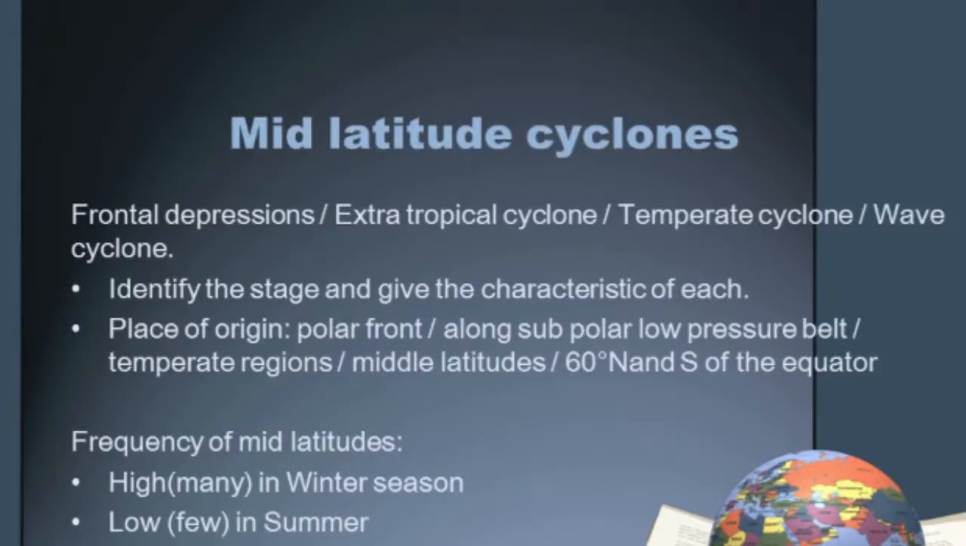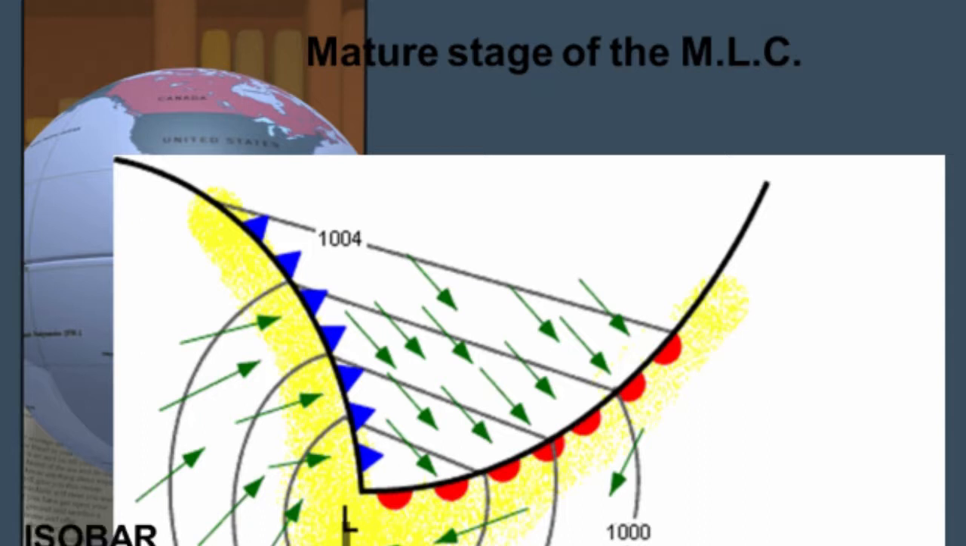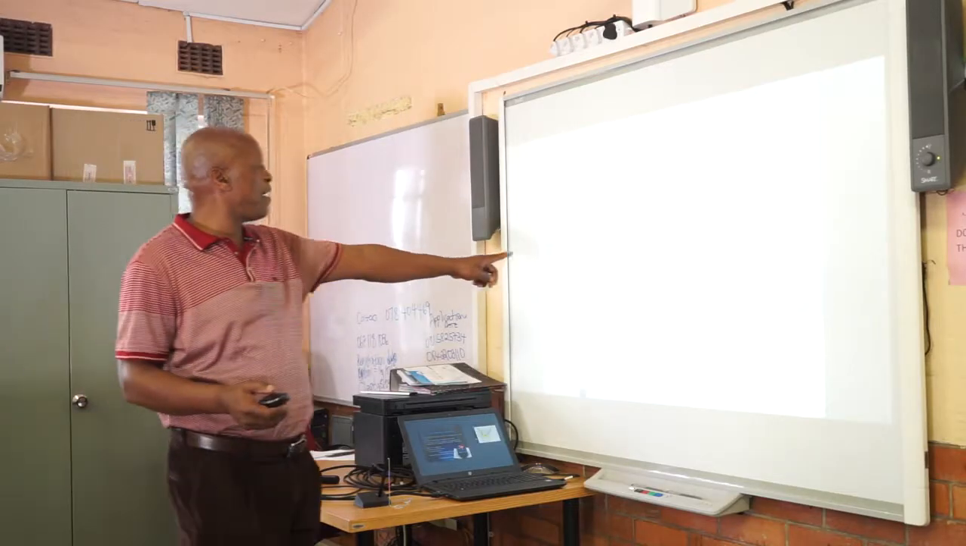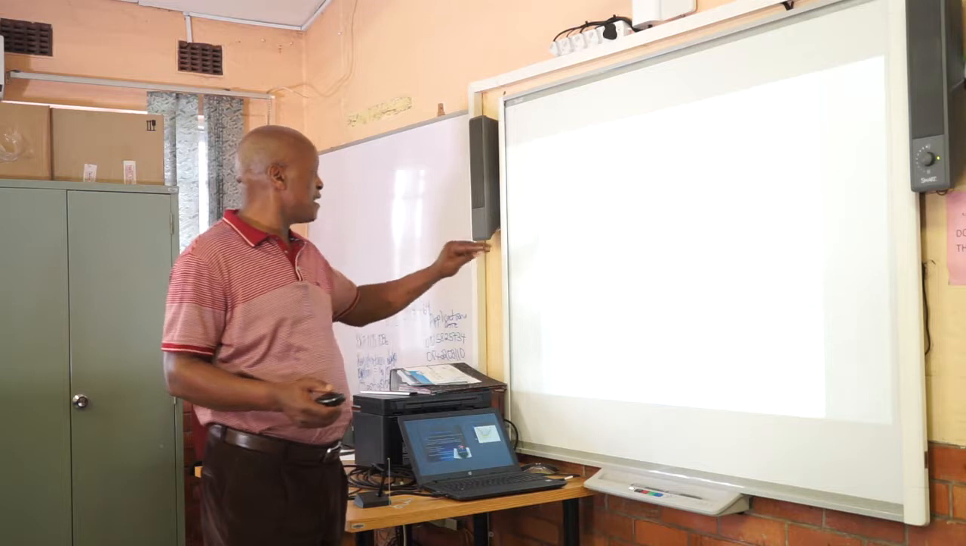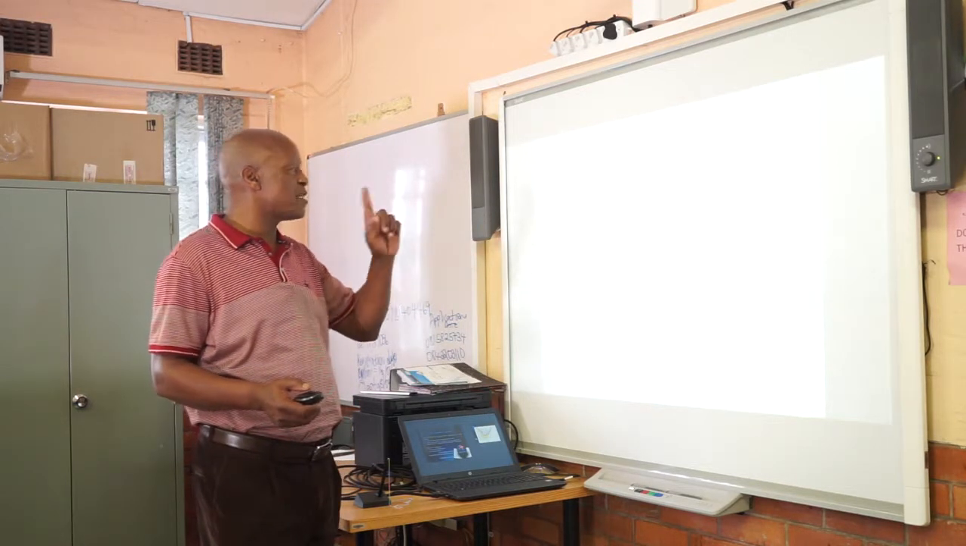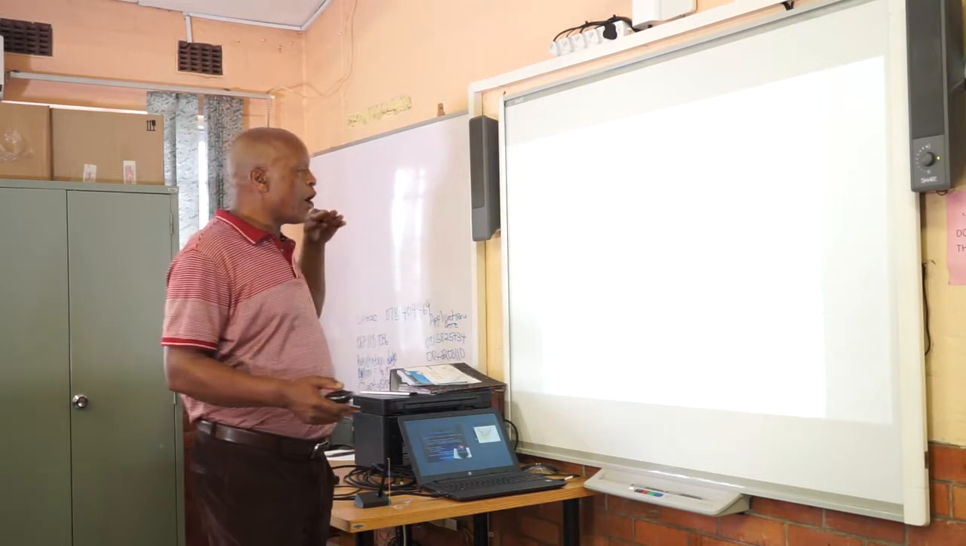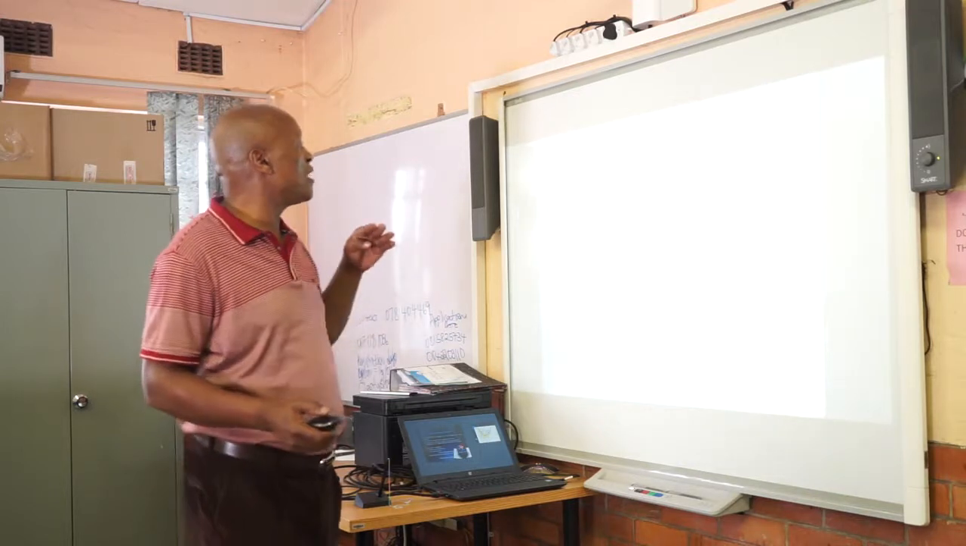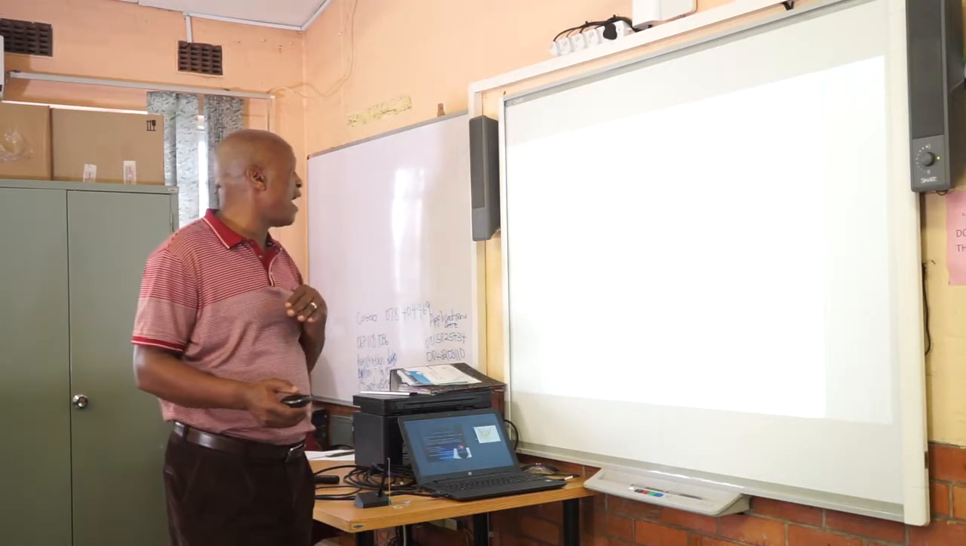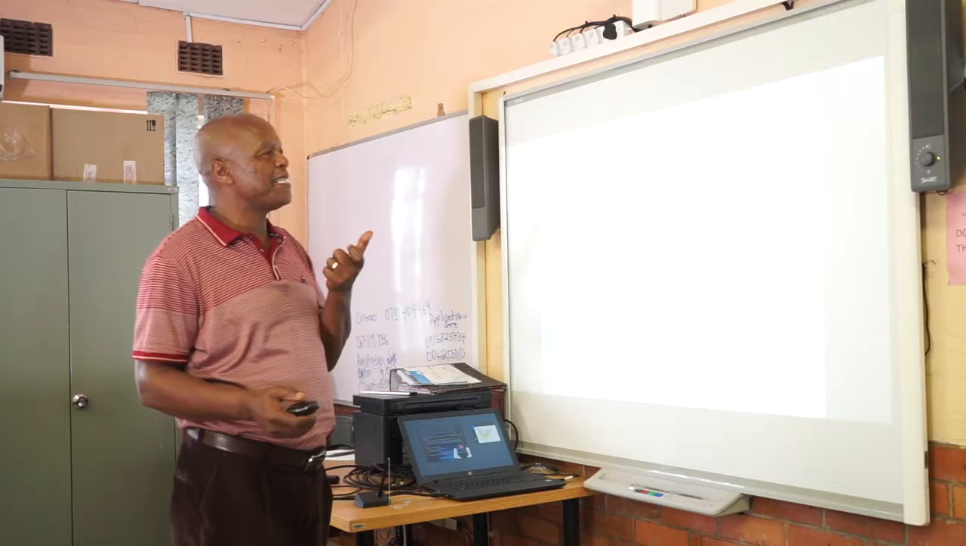Now, they need to be able to identify and give characteristics of each stage, as I said before. The place of origin: where do they originate? At the polar front. What's a polar front? It's the middle latitude, 60 degrees north and south of the equator, along the subpolar low pressure belt, or in the temperate regions. All these things are one and the same thing, place of origin. They can write any of those two.